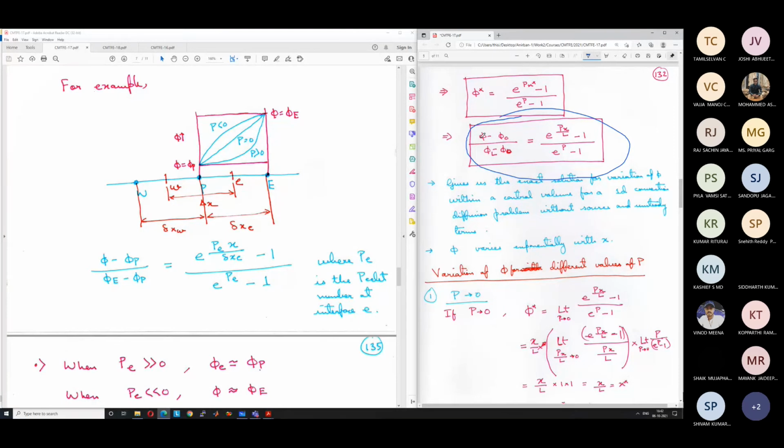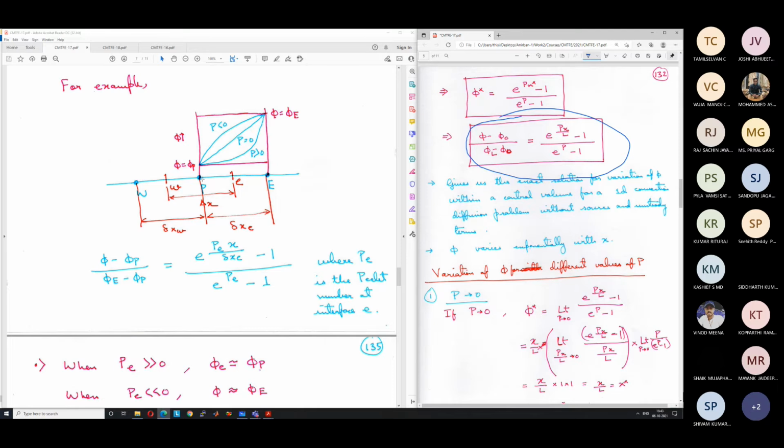Now instead of phi 0, we will write phi P, and wherever there is phi L, we will write phi E. And wherever there is length scale L, we will write delta xc, because that is the length going from 0 to delta xc. So that's why we are finding this variation. Similarly, between any two adjacent grid points, you have to do it like this.